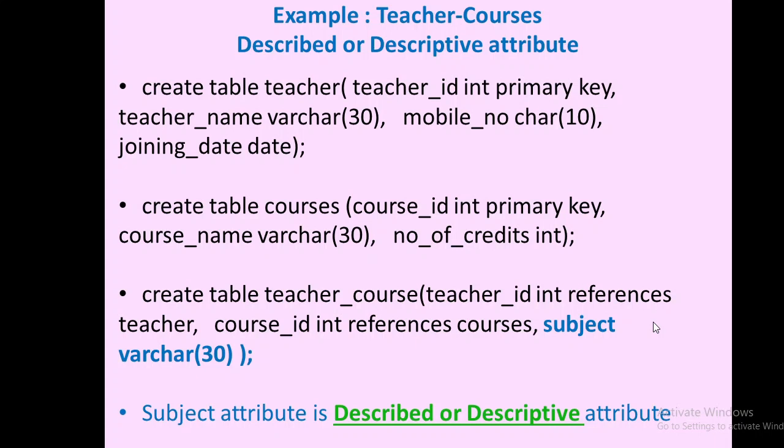Because when we want to see which teacher is teaching which subject to which course, we will make use of this subject attribute. And here the subject attribute is called a described or descriptive attribute because it is the attribute of the relationship table.